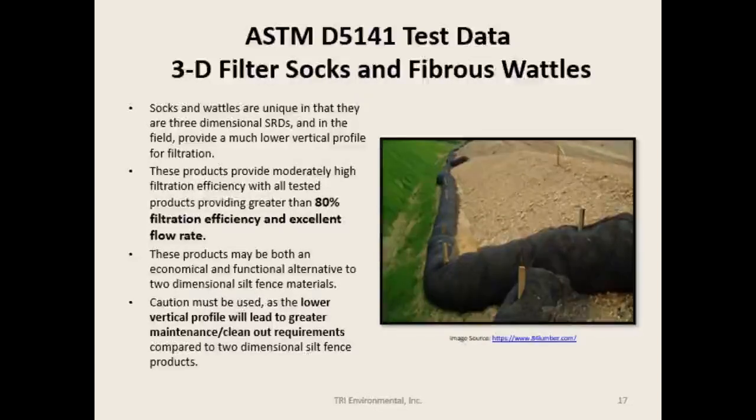Three-dimensional filter socks and fibrous wattles. This product category provides moderately high filtration efficiency, with all tested products providing greater than 80% filtration efficiency and excellent flow rate. Three-dimensional filter socks and fibrous wattles are generally composed of either a geosynthetic fabric or mesh filled with compost, rock, straw, or other agricultural or synthetic media. This product type typically provides a much lower vertical profile. This lower vertical profile may lead to more frequent maintenance requirements to provide consistent performance.